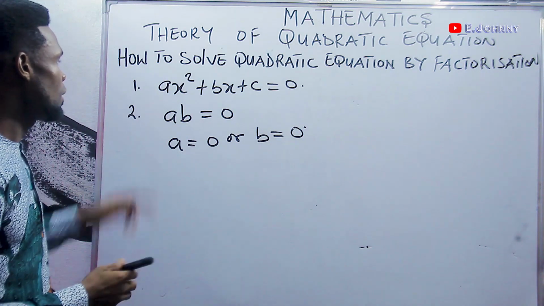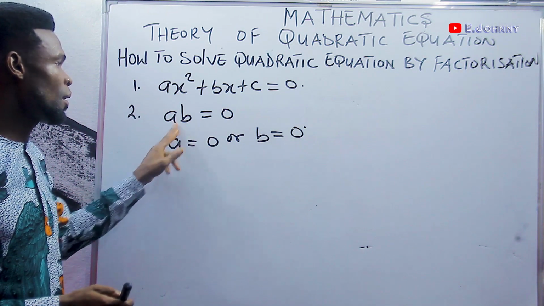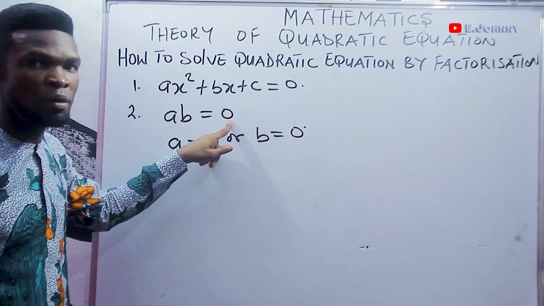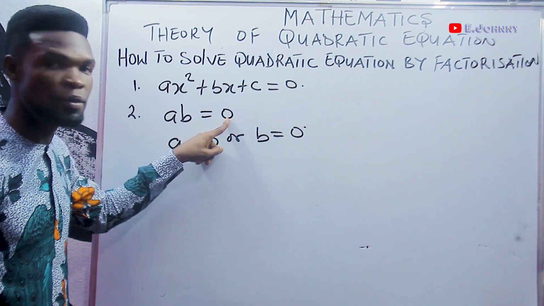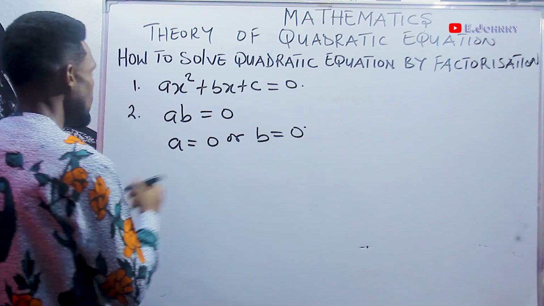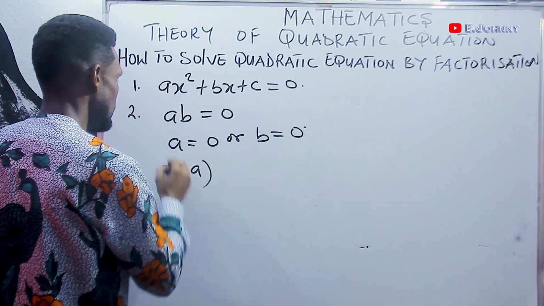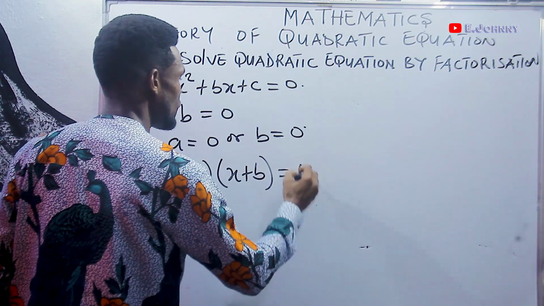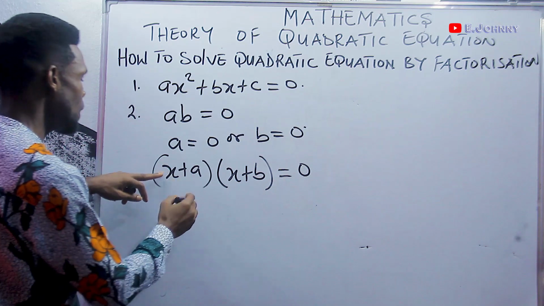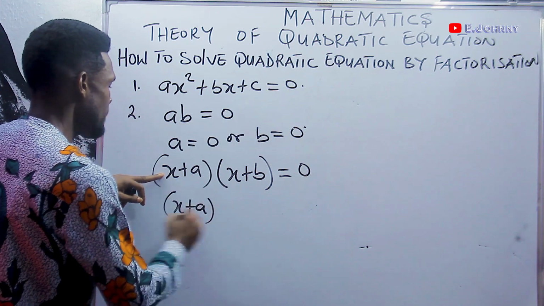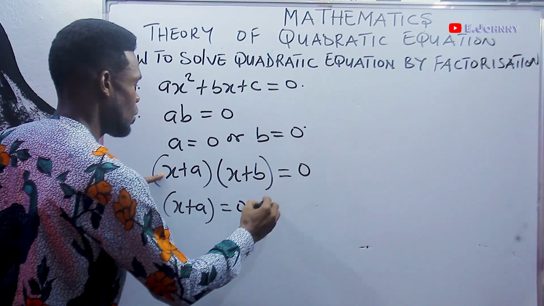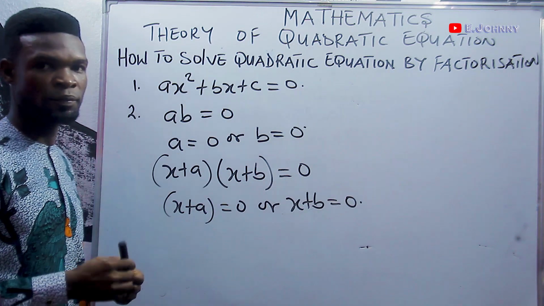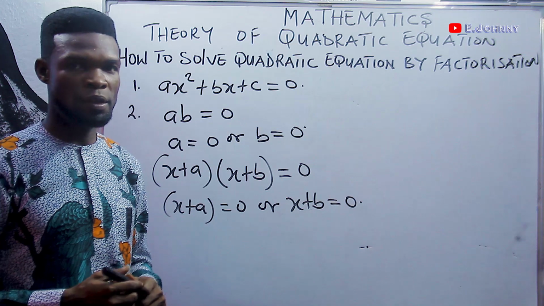Please note that when you multiply two things together and it is equal to 0, the first must be equal to 0 or the second must be equal to 0. So for instance, if I have (x plus a) times (x plus b), a product of two things, equal to 0, then automatically x plus a must be equal to 0 or x plus b must be equal to 0. It is important to take note of this.